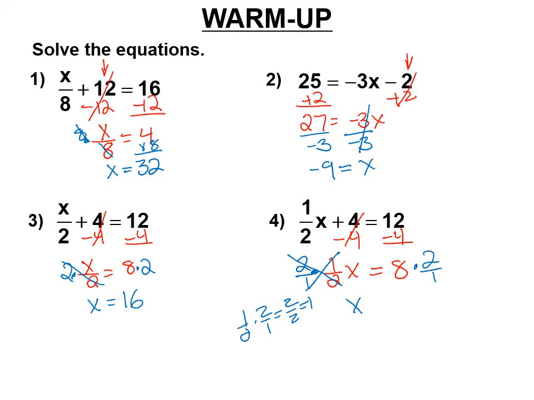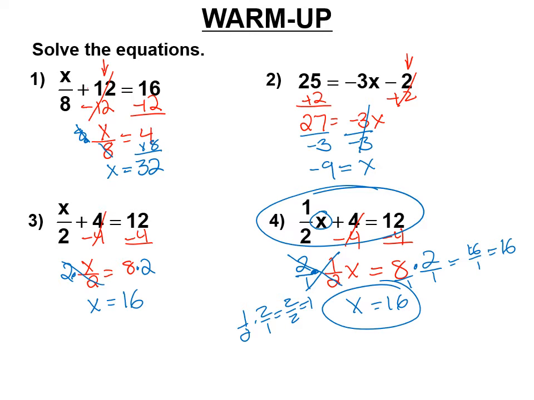1 times x is x. And so 8 times 2, you could sit there and put all these 1s over there. That's a waste of time. But no matter what, x is 16. 1/2 of 16 is 8. 8 plus 4 is 12. 16 was the only number that made this true.